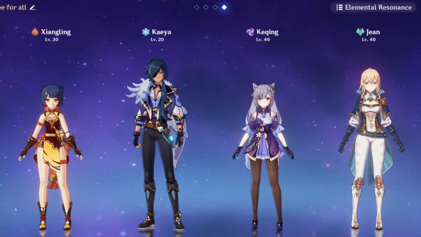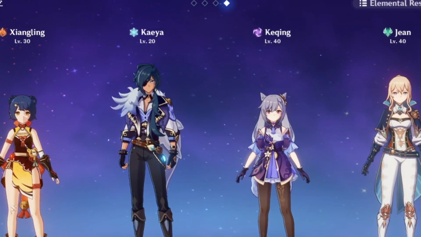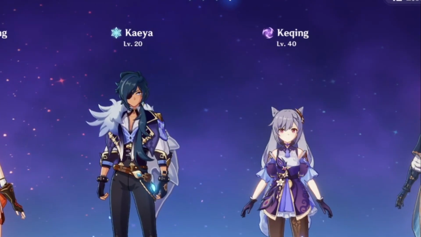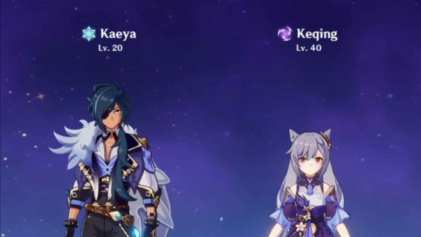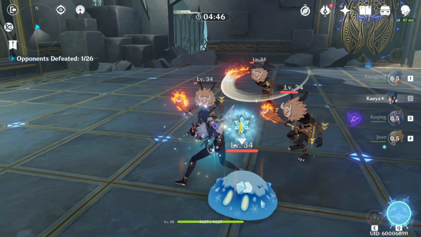Okay, so the two characters I'm going to work with are Kaya and Keqing. Kaya for the cryo application and Keqing for the electro. In theory, putting these two together, I should be able to proc Superconduct. Let's take a look. Okay, I'm going to slow this way down here to show you this.